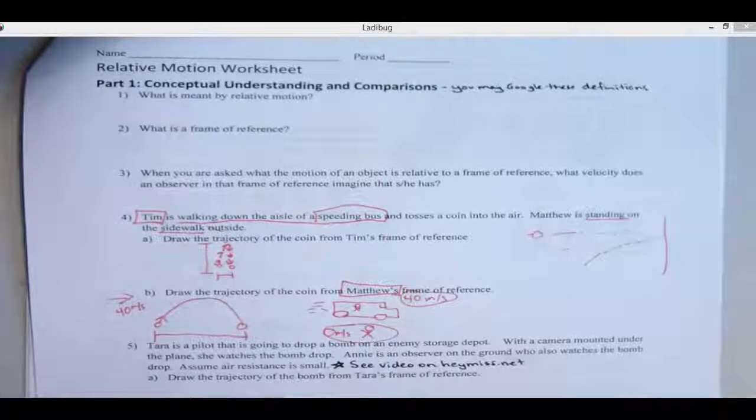Right? So anyways, that is number 4. It's kind of a long explanation for a short question, but nevertheless, it's important to understand. So there you go.